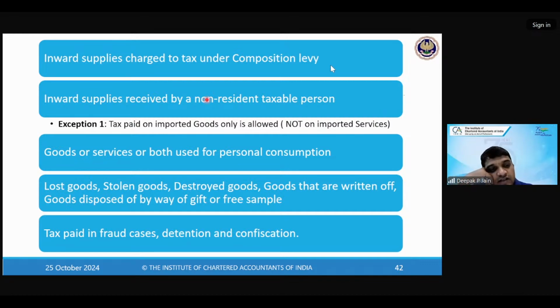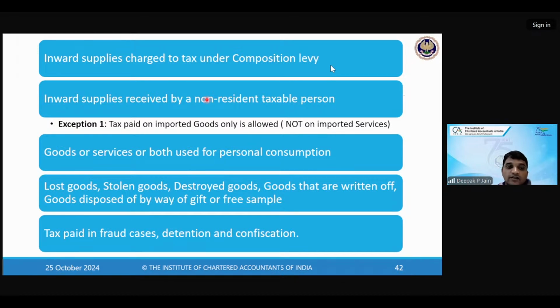Then any goods or services used for personal consumption, any goods which you're using for personal usage, not for business usage, credit is not available. The next point is very, very interesting. Any lost goods, stolen goods, destroyed goods, goods that you're writing off, goods you're disposing of by way of a gift or a free sample, then credit is not available. Do note each of these points. It is not within your control, but still the law says you will not get credit on this.